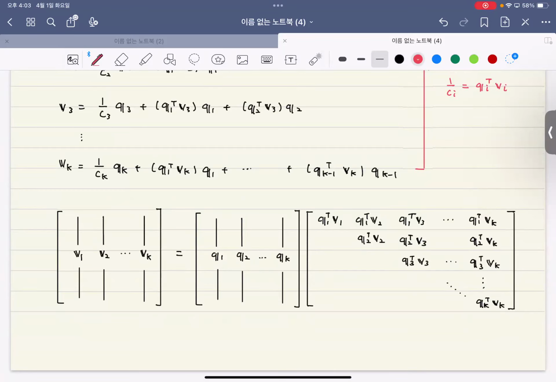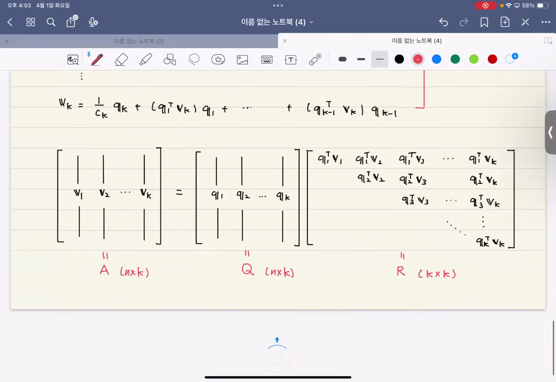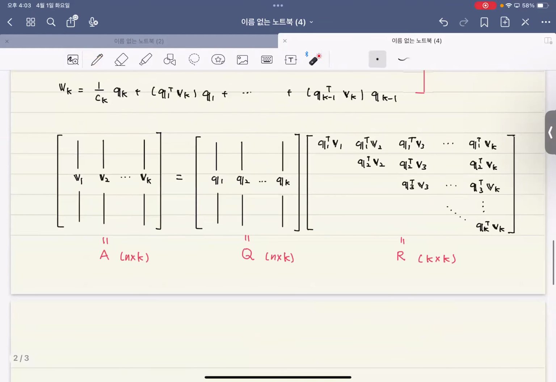In our book, they say this matrix is A, this is Q, and this is R. What are the dimensions of these matrices? This is an n by k matrix. This is again another n by k matrix. This is a k by k matrix. So a very interesting thing is happening here.